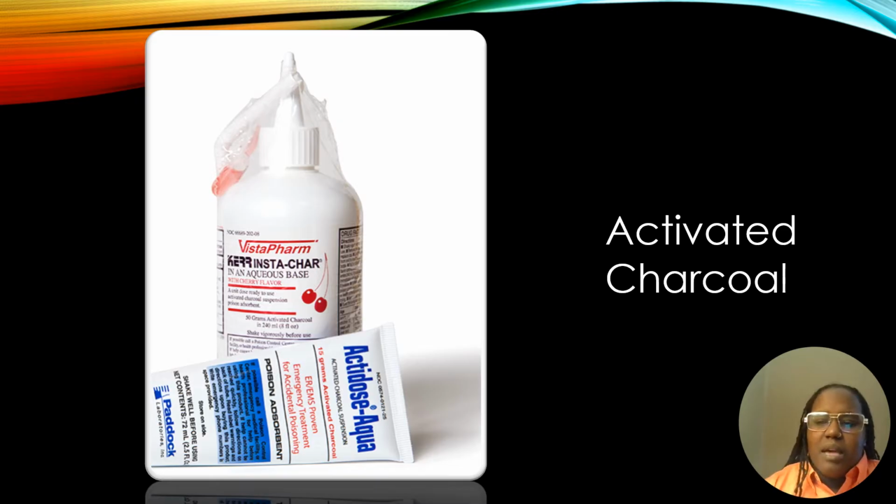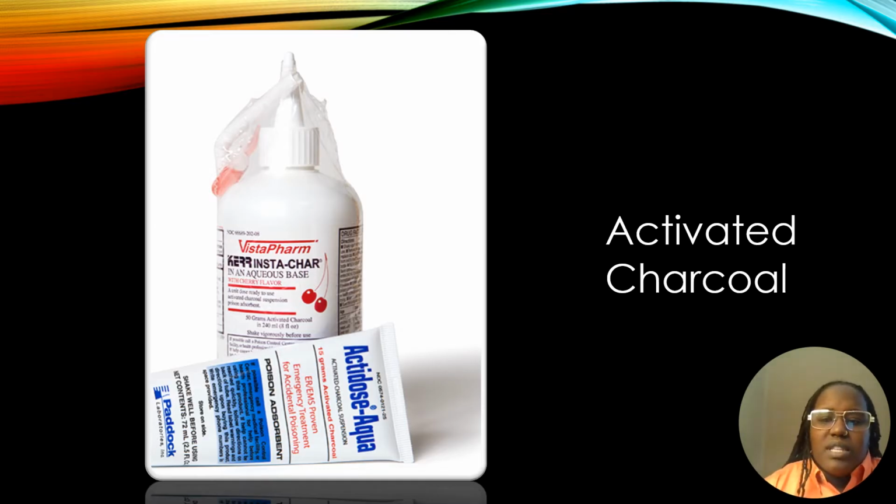It is administered for patients who have recently ingested opioids, anticholinergics, or some other type of medication with a sustained release. So we want to go ahead and get this on board. What it's going to do is bind to that medication and absorb it so that it no longer releases into the patient's bloodstream.